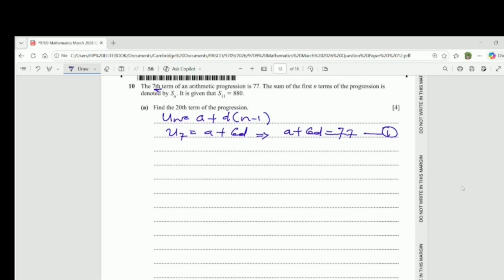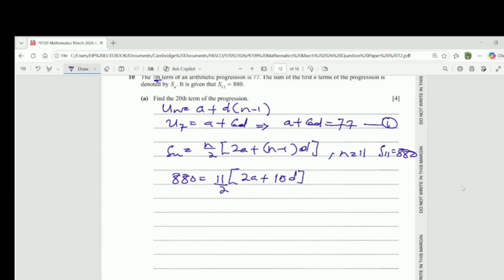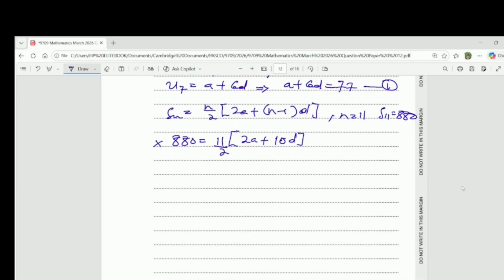Then next is the sum of the first 11 terms is 880. We also know that for an AP, Sn is given by n over 2 times (2a plus (n minus 1) times d), right? And S11 has been given as 880. So n is equal to 11 and S11 is 880. So we have 880 here is equal to, n is 11, so 11 over 2, (2a plus 11 minus 1 is 10, so we have 10d). Then we can get rid of the fraction by multiplying through by 2 over 11 and here by 2 over 11, right? So that's 2 over 11 times 880 will be 80 times 2, which is 160.